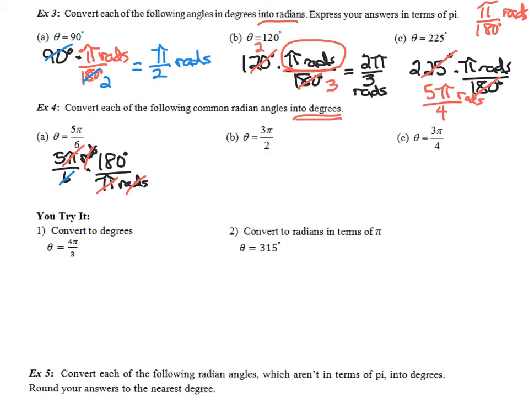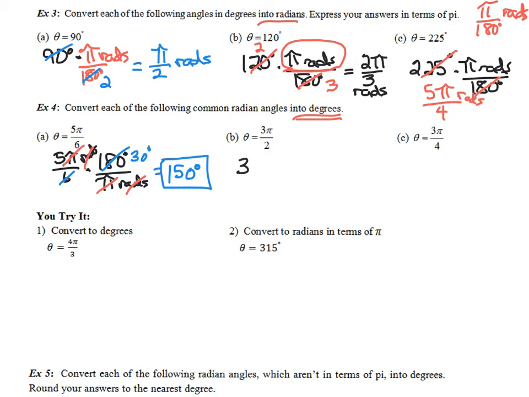6 goes into itself once, 6 goes into 180 30 times. That's going to keep the degrees in the measurement. So 5 times 30 degrees, 150 degrees. So 5 pi over 6 radians is equivalent to an angle of 150 degrees.